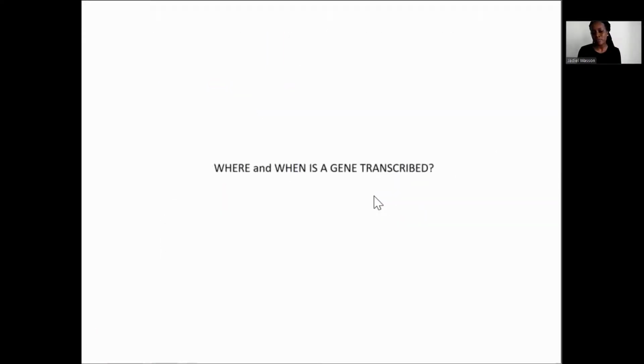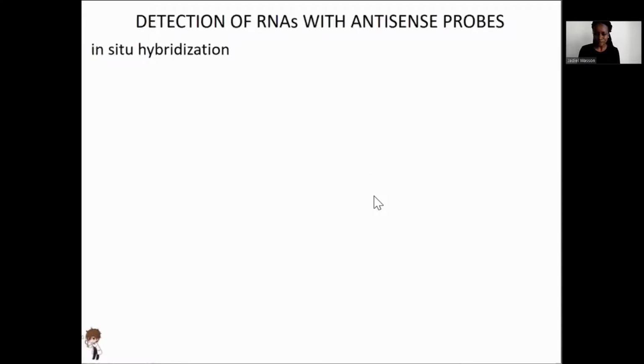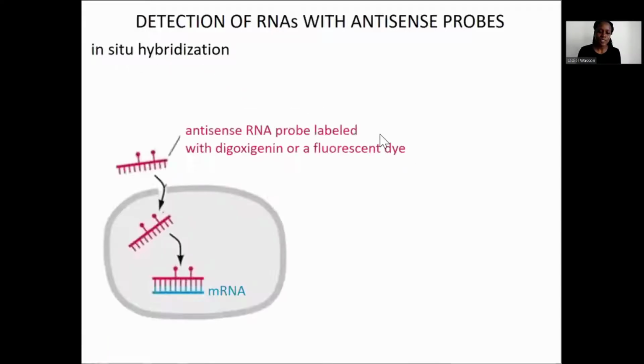So how do you know when and where a gene is transcribed? One of the ways to do this is to detect the transcripts with antisense probes in a process known as in situ hybridization, or ISH. The way this works is you have an RNA probe that is antisense to your target mRNA, and this antisense probe is labeled with either digoxin or fluorescent dye.